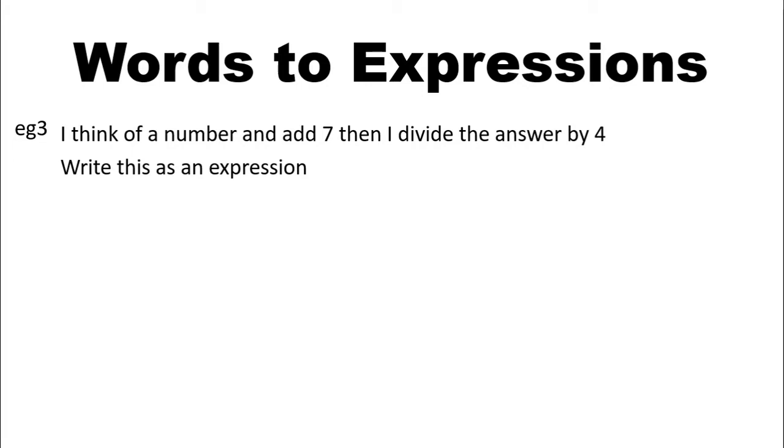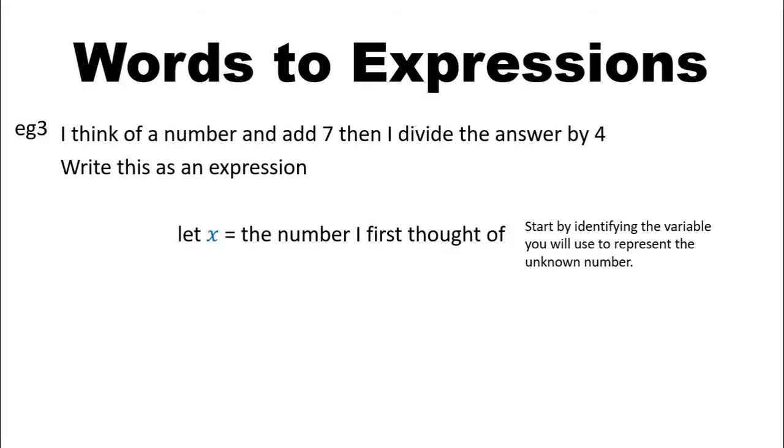In order to write an expression, we need to start by identifying the variable or the letter that we're going to use to represent the unknown number. So in this case, I think of a number. Let me use x to represent that number that I first thought of. And then I can perform these operations to x. So I think of a number x, I add 7, plus 7, and I divide that answer by 4. x plus 7 over 4. Now that's my expression. Simple, right?